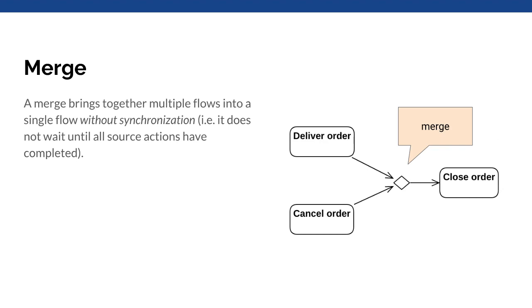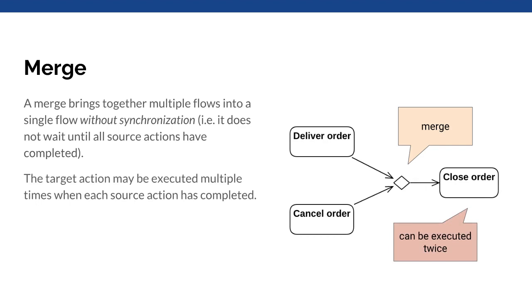The action of close order can be executed when one of the source actions has completed. If the action of deliver order has completed first, then the action of close order can start to execute. On the other hand, if the action of cancel order has completed first, then the action of close order can start to execute.